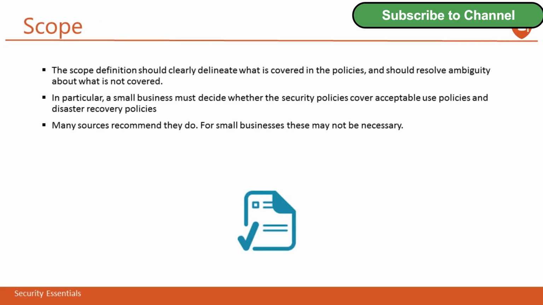Next, we have scope. The scope definition should clearly delineate what is covered in the policies and should resolve ambiguity about what is not covered. In particular, small businesses must decide whether the security policies cover acceptable use policies and disaster recovery policies. Many sources recommend they do, but for small businesses it may not be necessary.